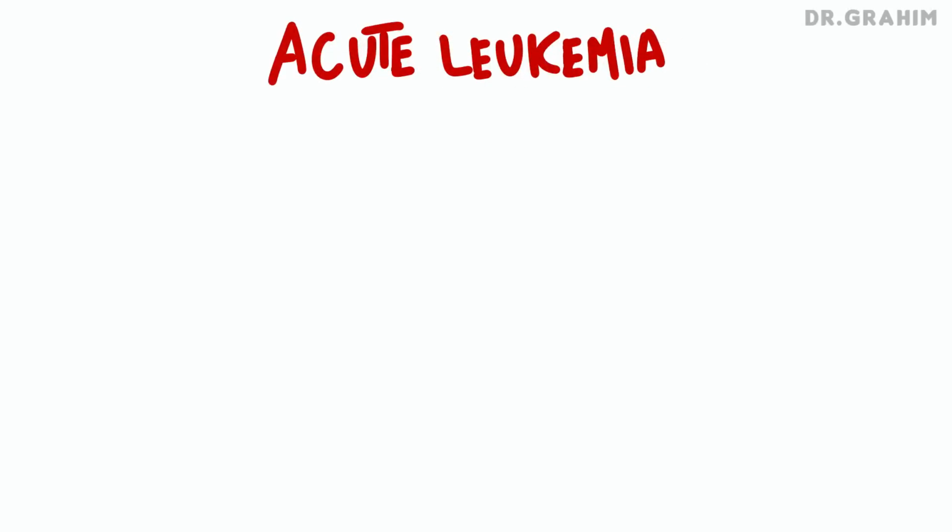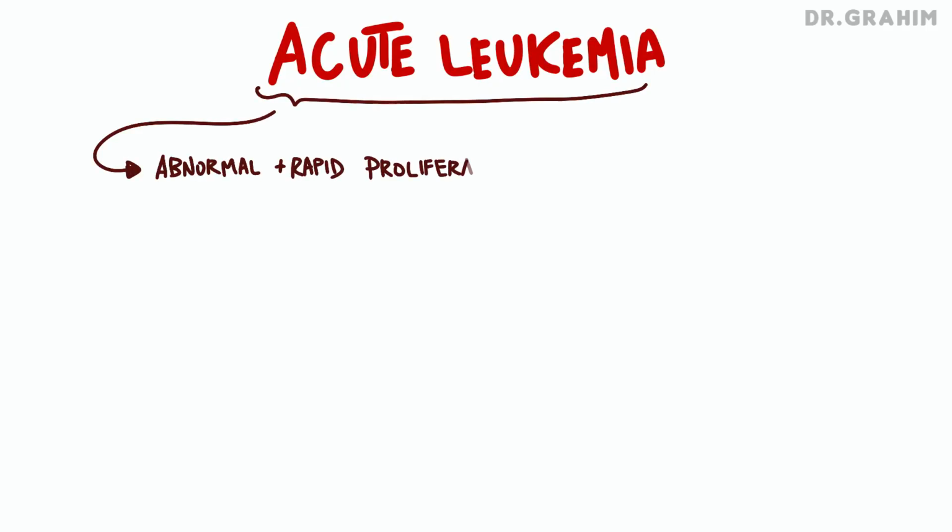Hello guys, and today we're gonna talk about acute leukemia. Well, acute leukemias are very serious blood diseases known as malignant hematological disorders. They are characterized by an abnormal and rapid proliferation of immature cells called blasts. And these blasts are proliferating in the bone marrow.